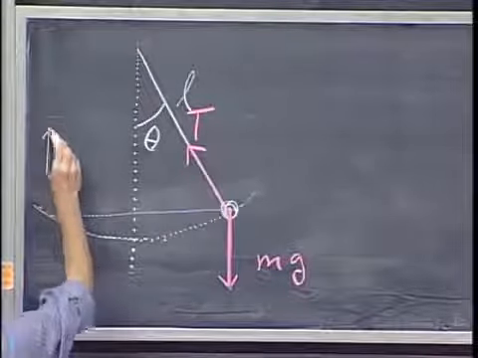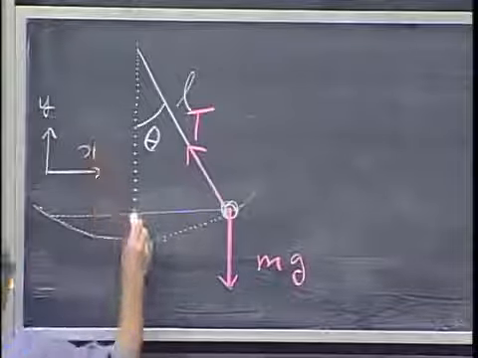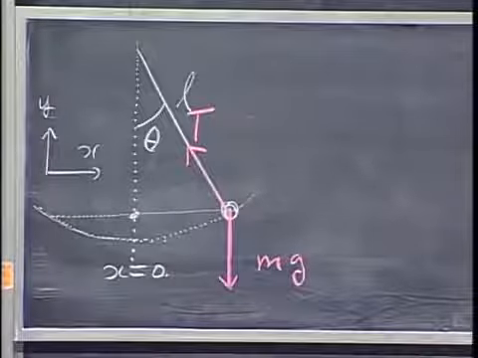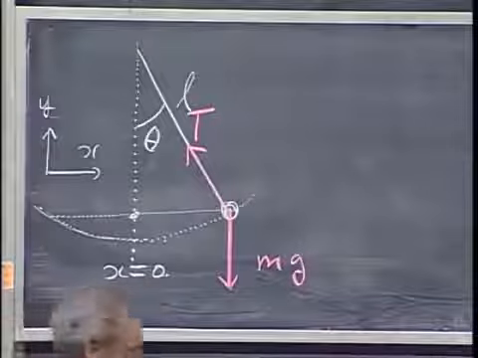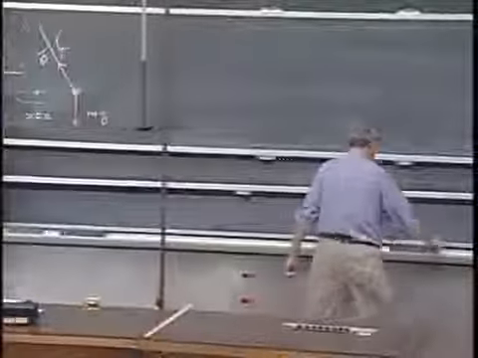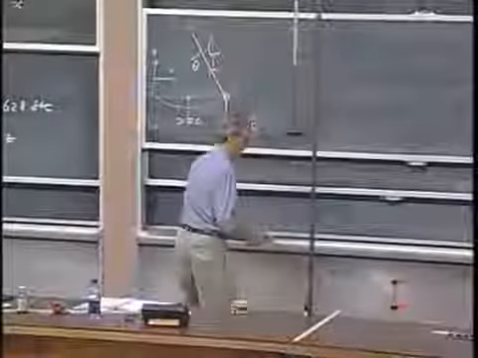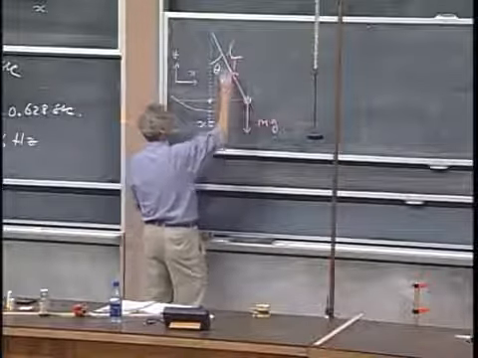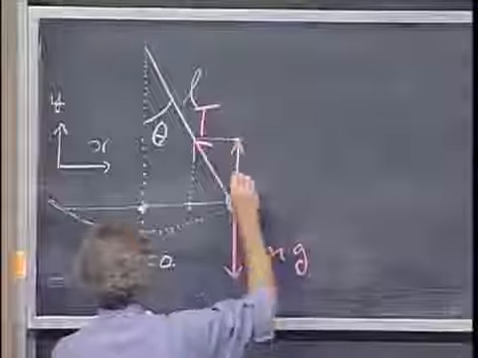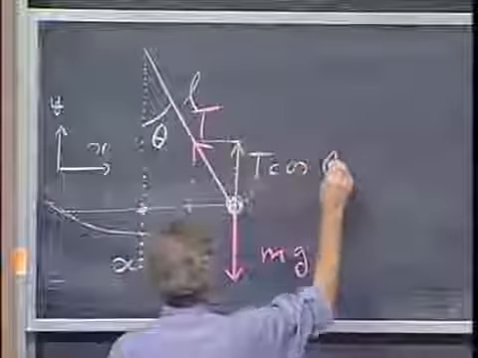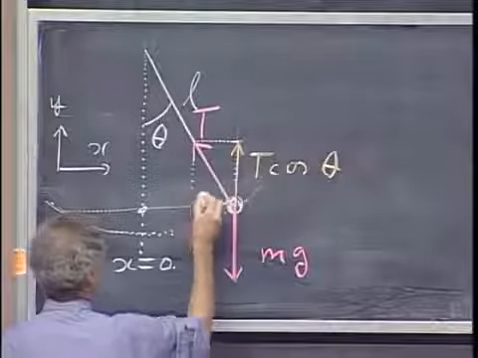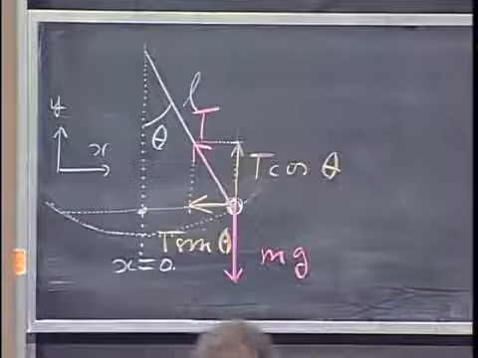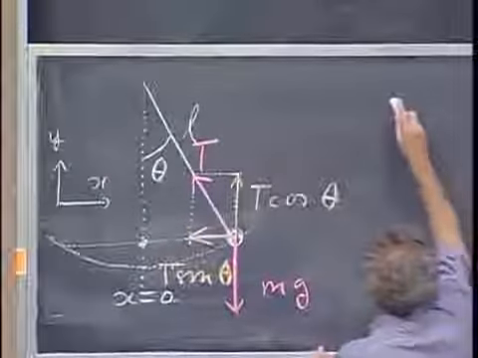I call this the y direction, and I call this the x direction, and here x equals 0. Well, I'm going to decompose the tension into the y and the x direction, as we have done before. So this is going to be the y component, this is the x component. So the y component equals T cosine theta, and the x component equals T sine theta. And now I'm going to write down the differential equations of motion, first in the x direction.